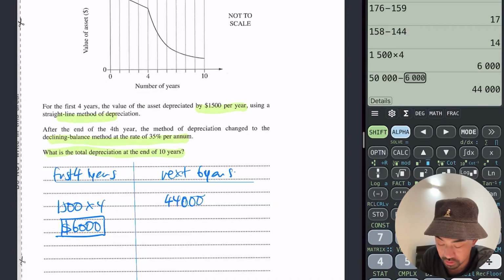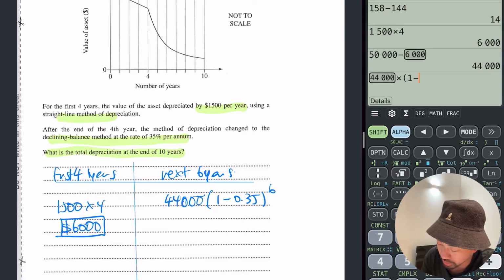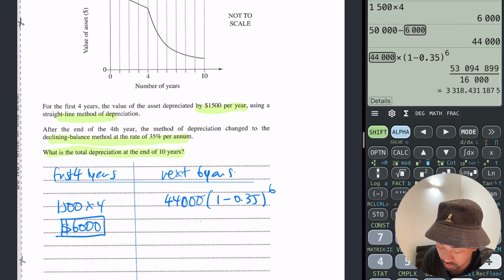Okay, and it's going down by 1 minus 0.35. Oh, sorry, 0.35 is a decimal for the next 6. So I'm going to times that by 1 minus 0.35 to the power of 6. So in the end, it's worth 3,318.43. So what's its depreciation?